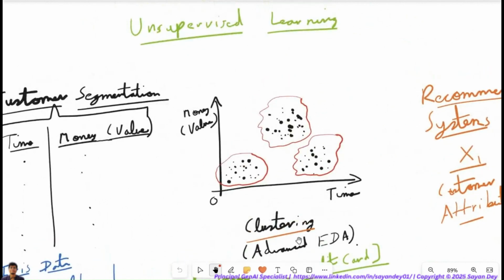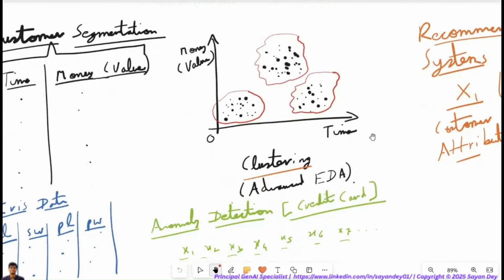And in a way, I would say it is advanced EDA. When we talk about EDA, what is EDA? EDA stands for exploratory data analysis. So a big part of what we are doing here is kind of like advanced EDA. You're trying to explore your data, find out the different groups or clusters, and do EDA in a more advanced manner.